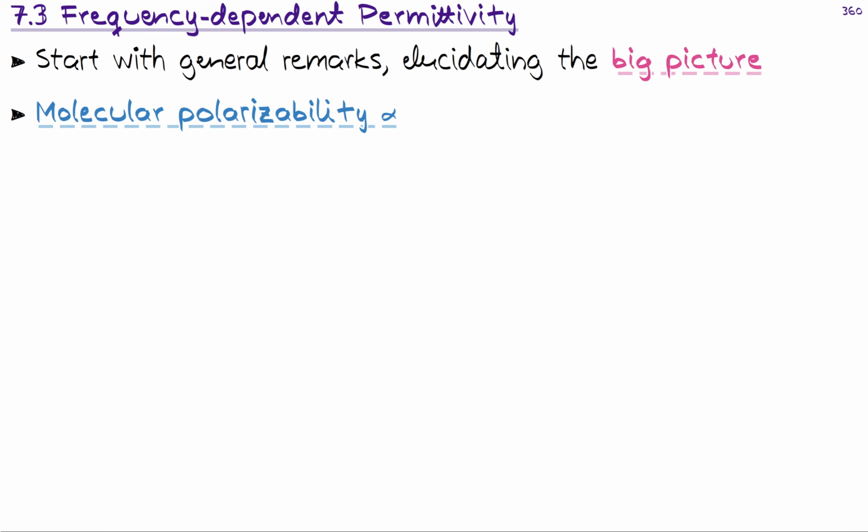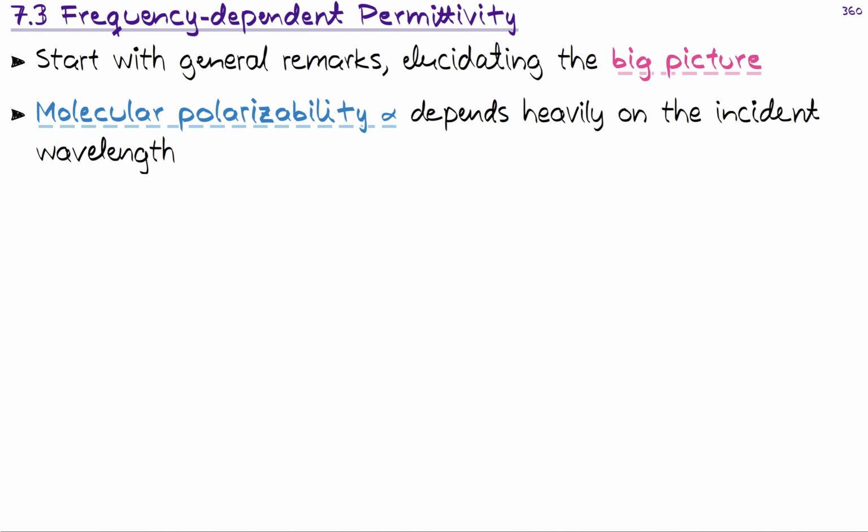Now, okay, so we have the molecular polarizability alpha, and we really want to understand this material parameter because it tells us what happens on the microscopic scale for our substance. And this parameter heavily depends on the incident wavelength. When we go to the very high energies incident on a piece of material, in the extreme ultraviolet and ultraviolet regimes, we speak of photon energies of the order of 10 to 100 eV.